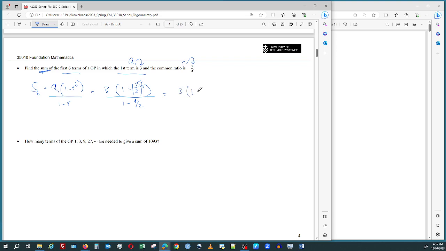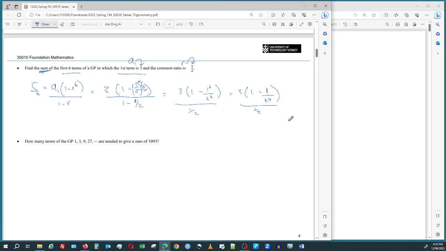3 times 1 minus 1 to the power 6 over 2 to the power 6. That's what this times actually does. We should be careful of that. And 1 minus a half is just a half. So 1 to the power 6 is simply 1. 2 2s are 4, 2 4s are 8, 2 8s are 16, 32, 64. So 1 over 64 and a half.